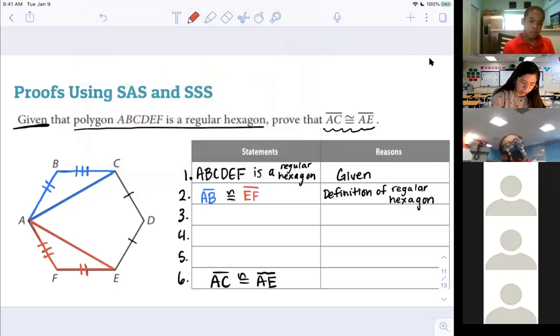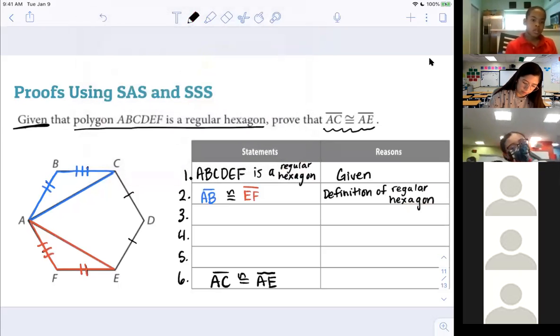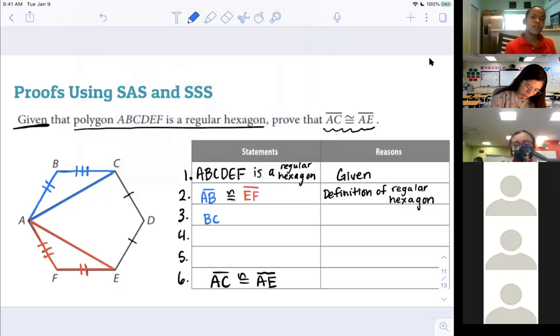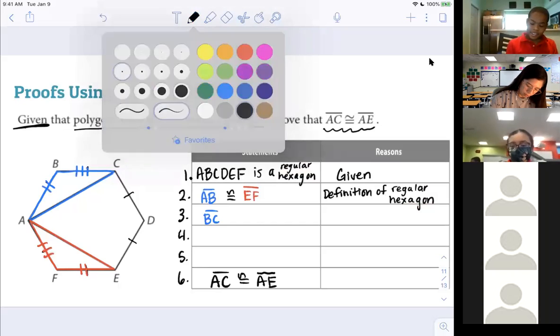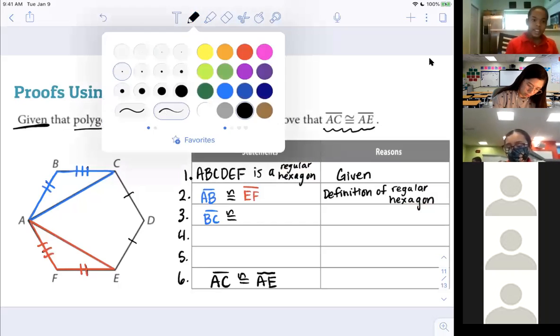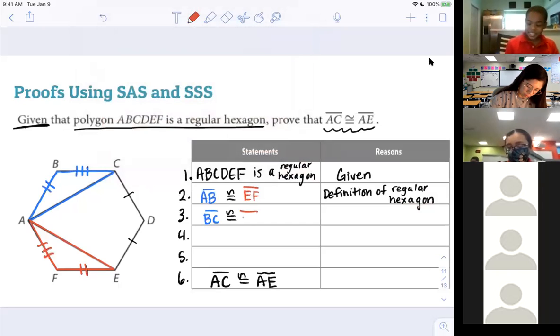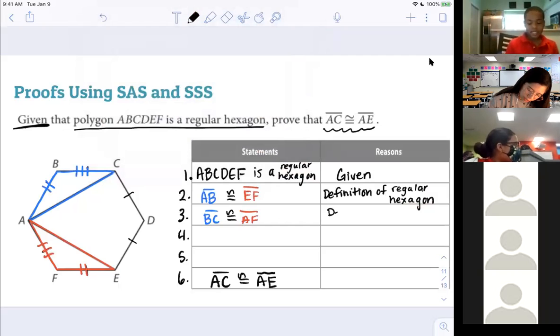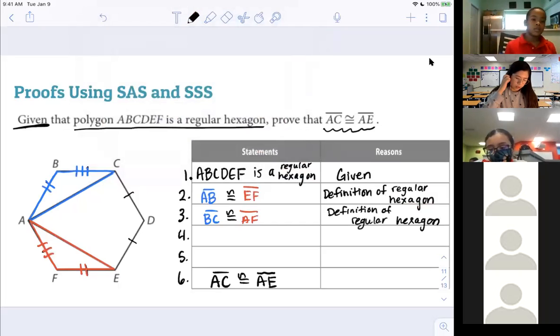And what's the reason again? Definition of a regular hexagon. Same exact reason. Definition of a regular hexagon. Okay. And then we can do CA and AE.